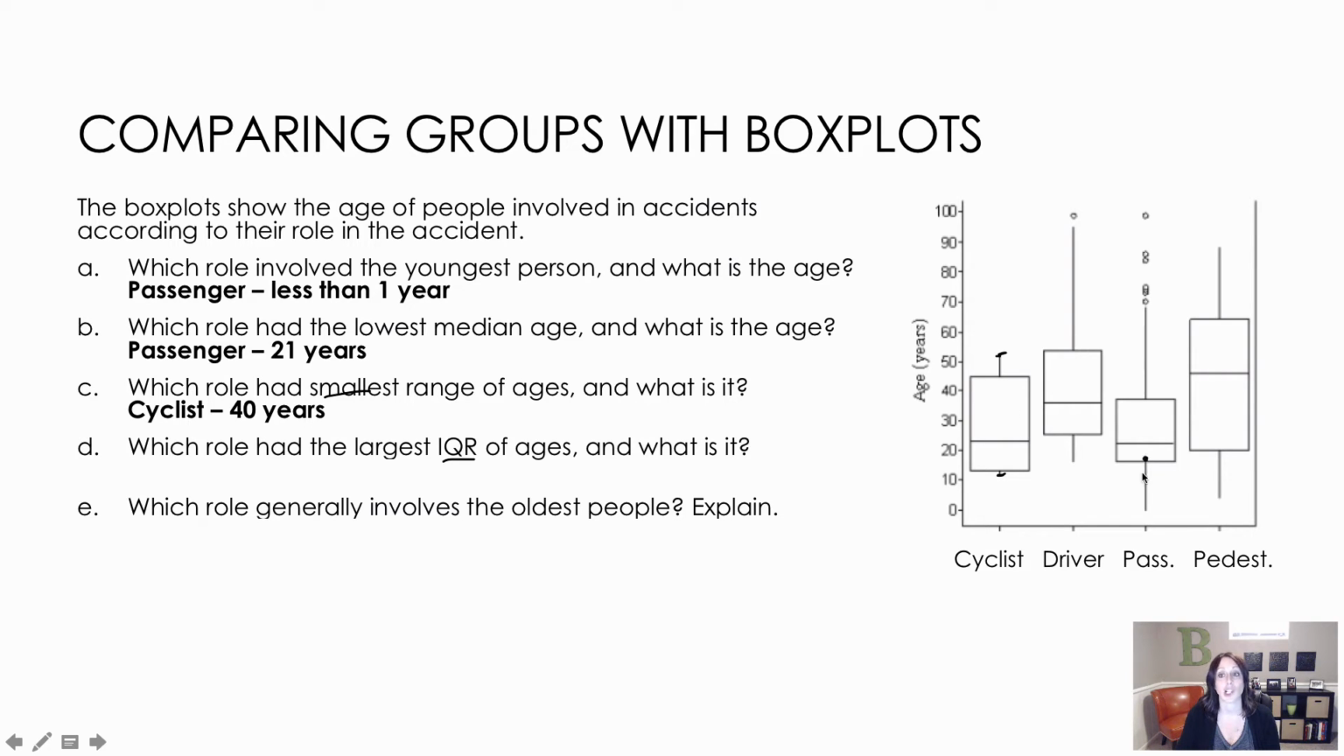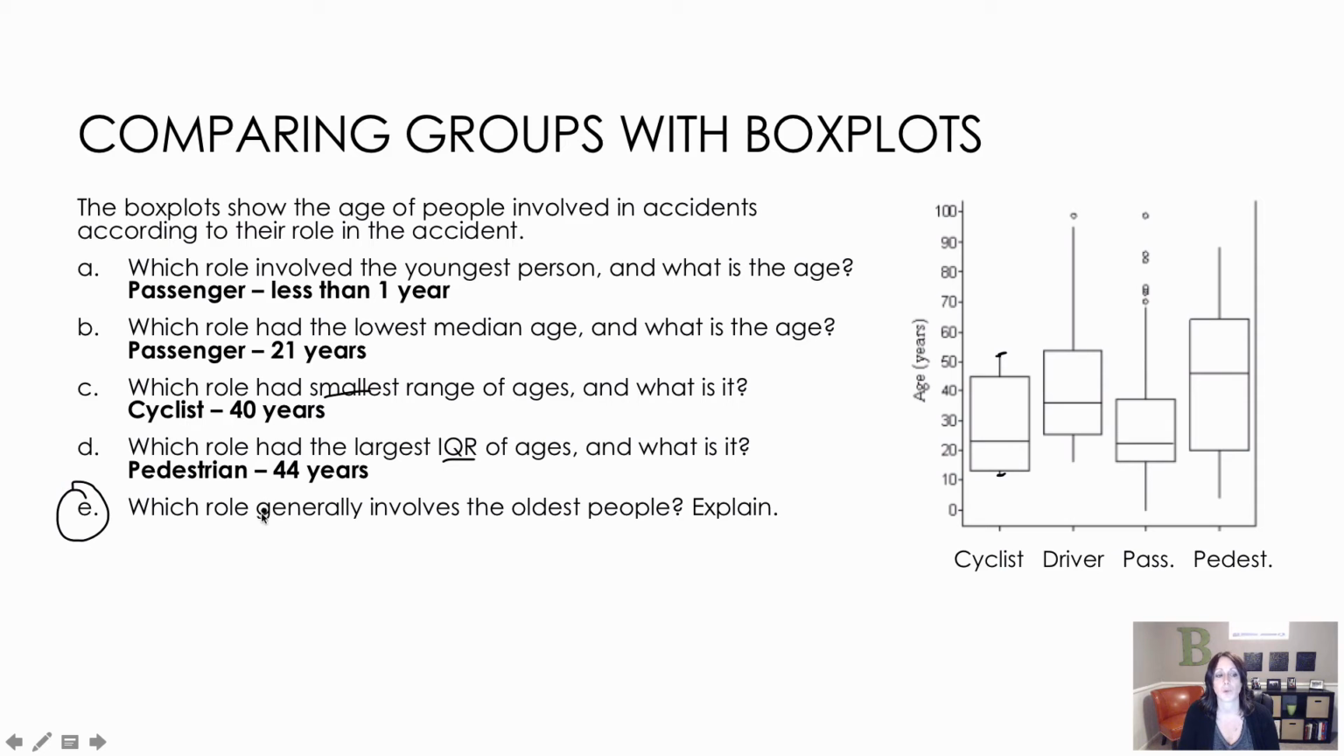So really we're just looking for the longest box, which very clearly is the pedestrian. The IQR is about 44. Again, you would just be estimating based on whatever values you think these would match up with over here. E is definitely the hardest question, so I want you to really pay attention to how we analyze this.